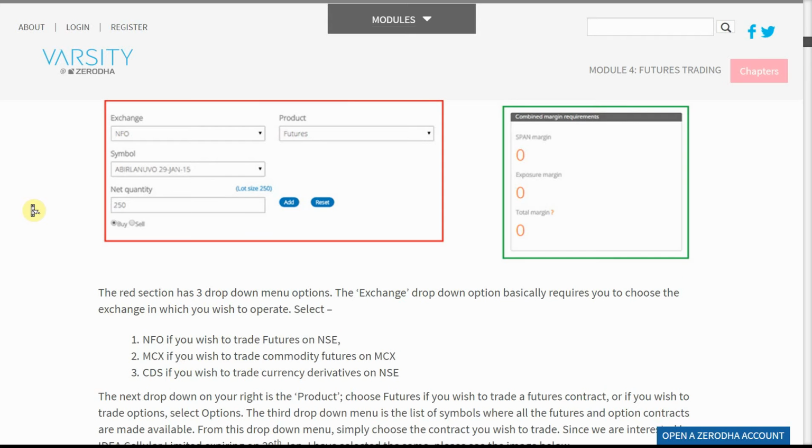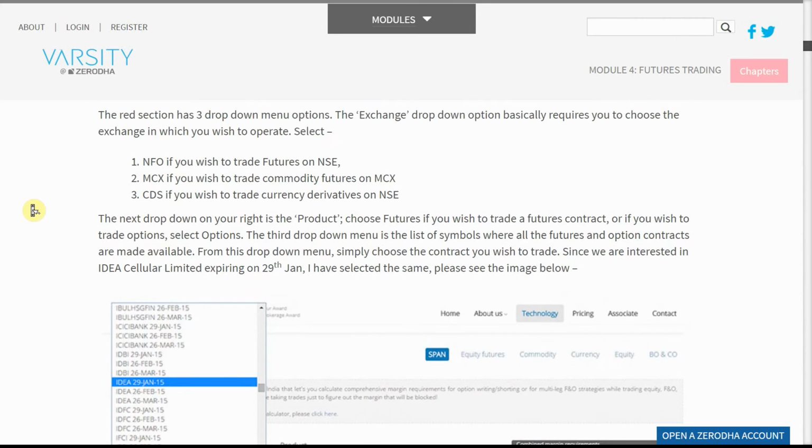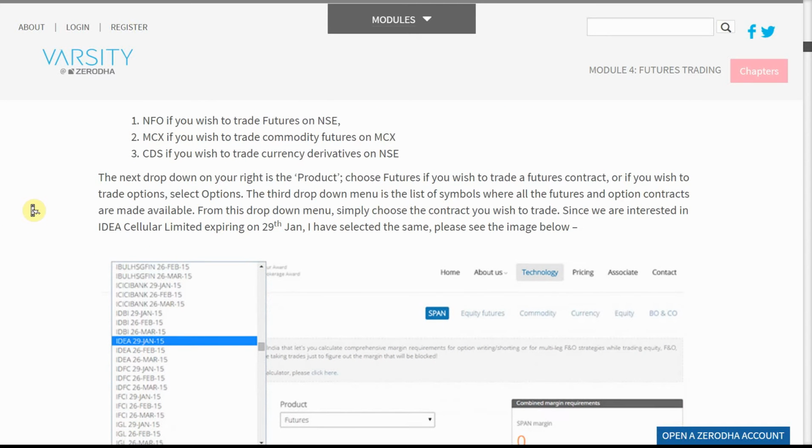The next drop-down on your right is the product. Choose futures if you wish to trade a futures contract, or if you wish to trade options, select options. The third drop-down menu is the list of symbols where all the futures and option contracts are made available. From this drop-down menu, simply choose the contract you wish to trade. Since we are interested in Idea Cellular Limited expiring on the 29th of January, I have selected the same. Please see the image below.